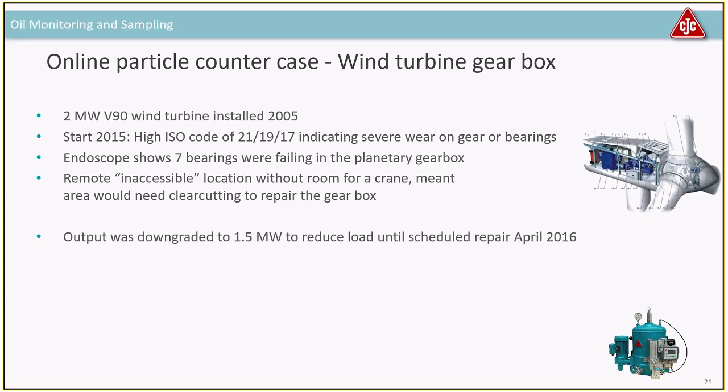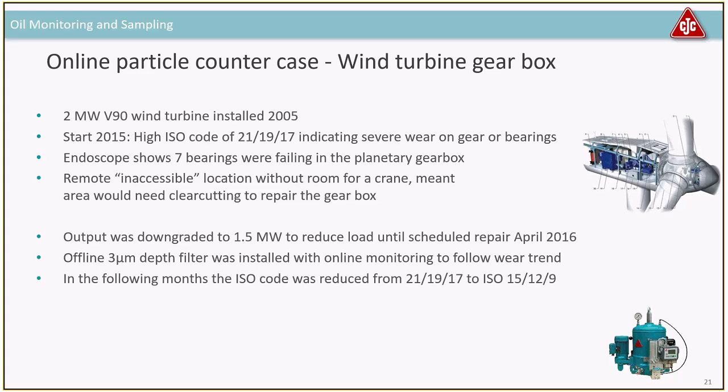Is that possible? Yes, if you downgrade, because the more power you have on the turbine, the more torque, the more pressure you have on the gears. So they downgraded the output from 2 megawatt to 1.5 megawatt. Then they put on a CDC filter with a 3 micron depth filter and an online particle counter to follow the trend. So we started at a 21/19/17 ISO code, so very dirty, and after the following months we're down to a 15/12/9, so really clean oil.